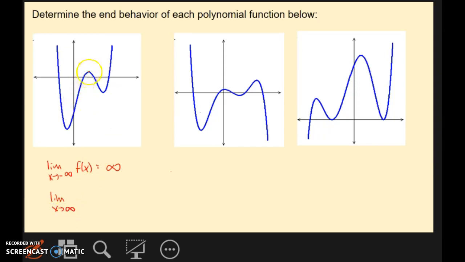Versus the limit as x approaches positive infinity, it's also up. So positive infinity. The graph in the middle, this looks like a 1, 2, 3, 4. That's a fifth degree polynomial at the very least. And apparently I can't spell limit today. Let me try that again.